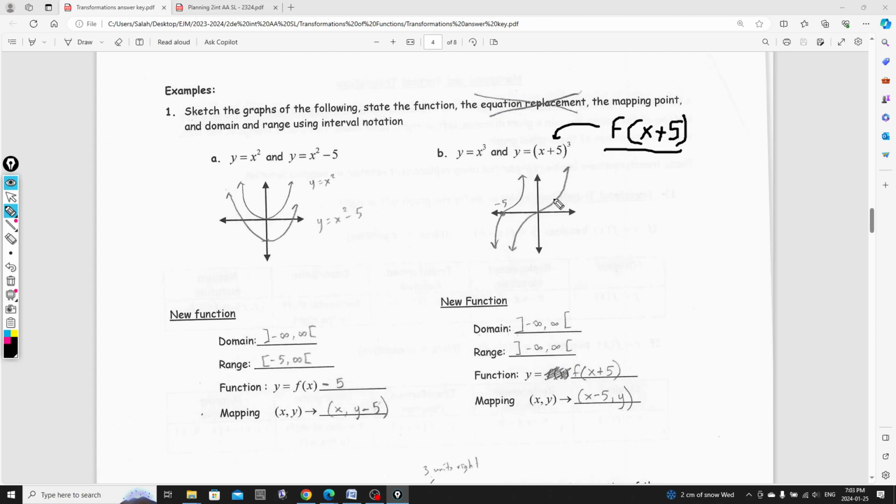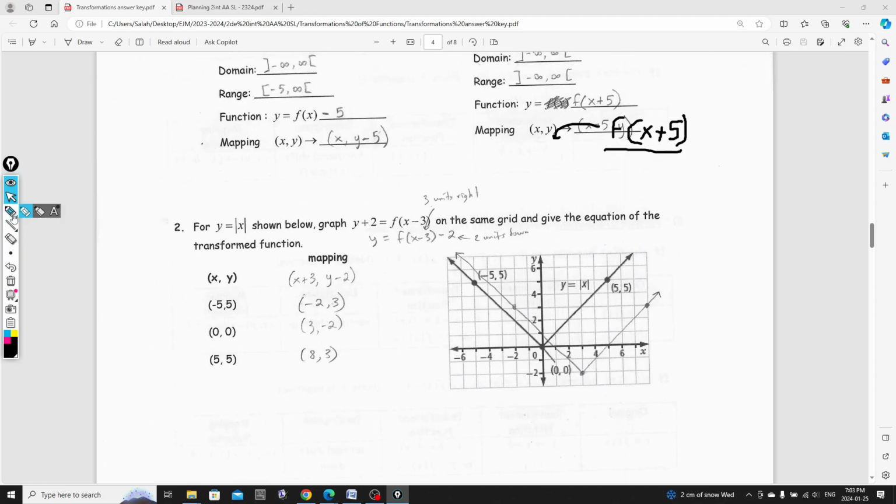So for instance, if you had an x coordinate of 2 here, and I don't know, the y coordinate would be 8, right? So if you had an x coordinate of 2, then that coordinate would move to the left 5. And so that coordinate would now be found at -3. Okay? So that's example 1.